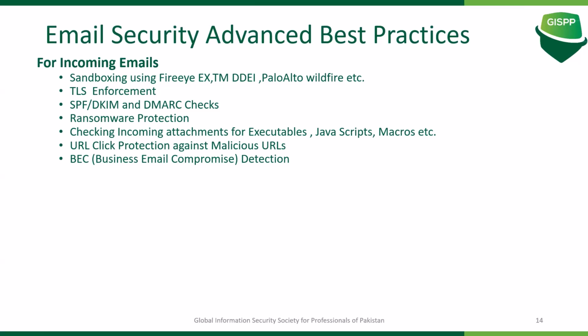Also, click protection against malicious URLs. This should be a feature also where if there's a URL, it should either be replaced or it should be made unclickable. So even if the user clicks by mistake, it will not do any harm. This is a good feature available in Symantec and Proofpoint and might be available in others. I haven't checked all of them.